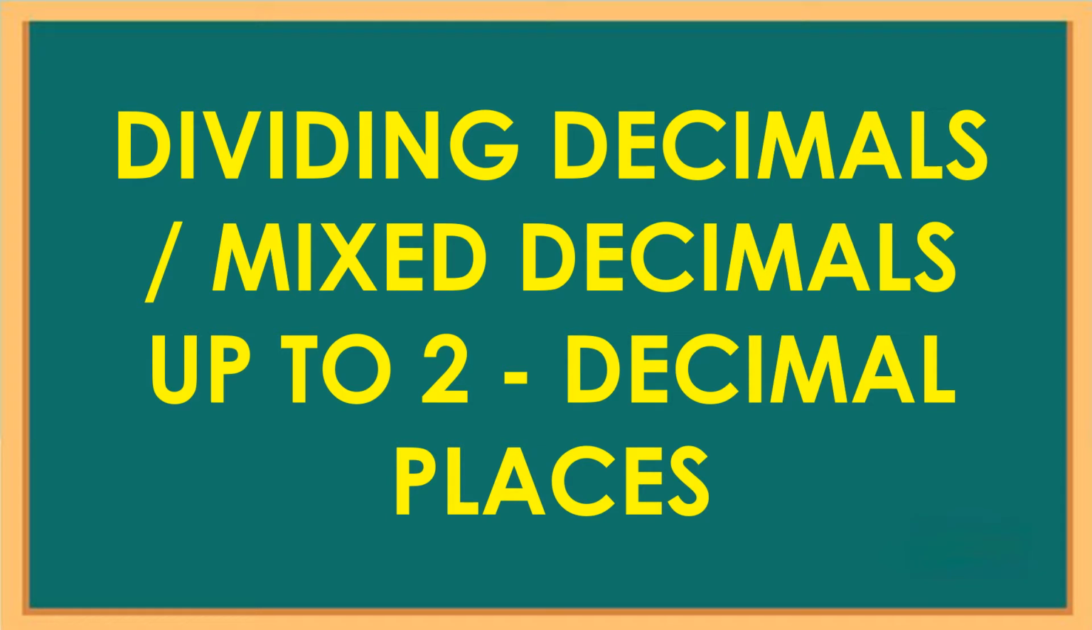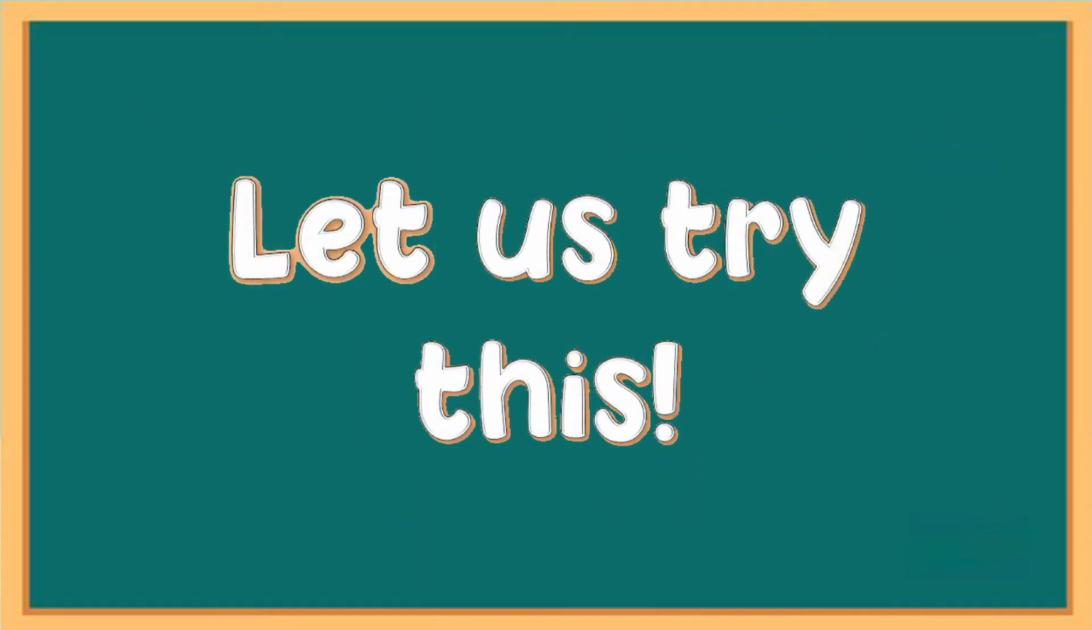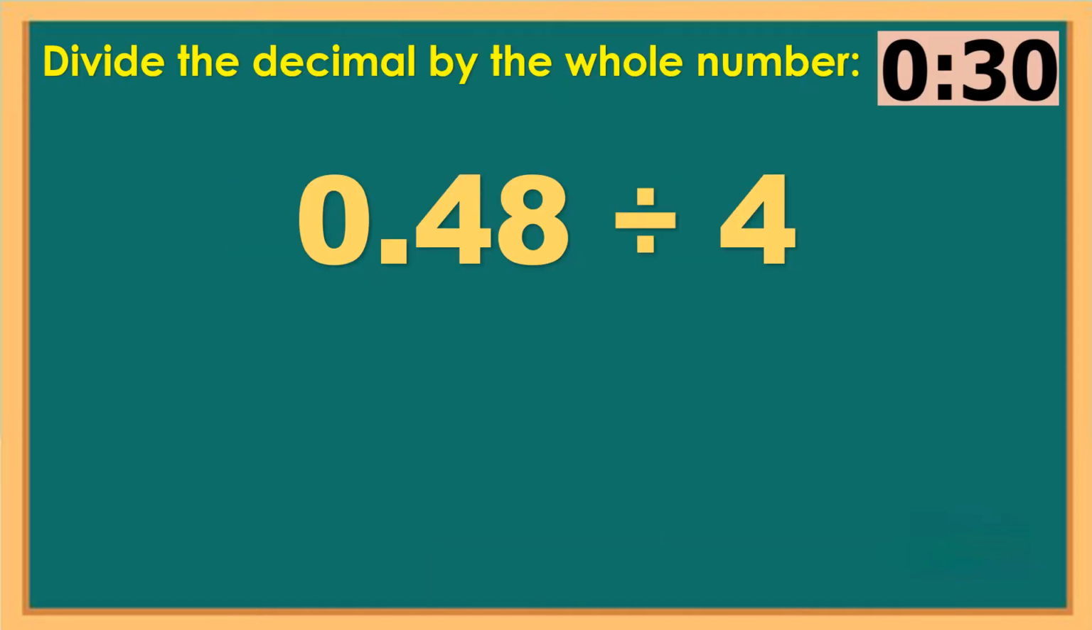Dividing decimals or mixed decimals up to 2 decimal places. Let us try this. Divide the decimal by the whole number. 48 hundredths divided by 4.